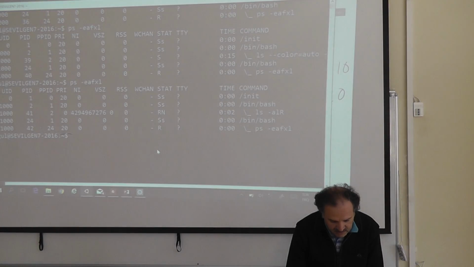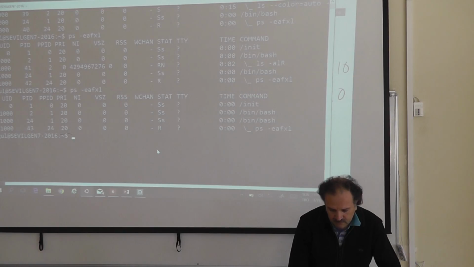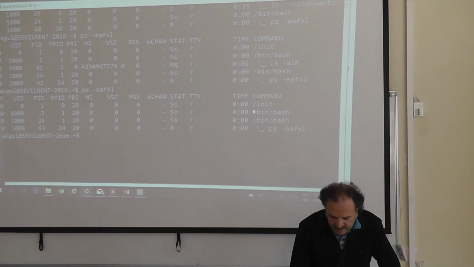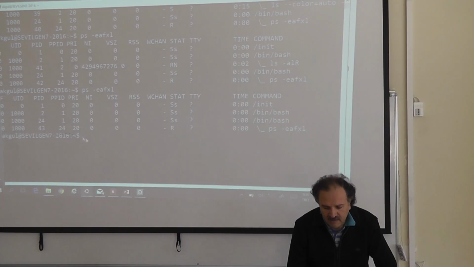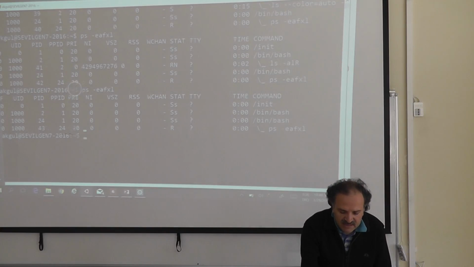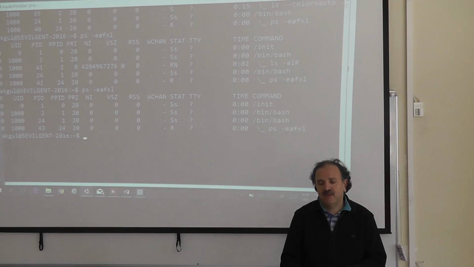I think I tried something here. So this is my process table. I have four things running here, and this is my user ID. These are my process IDs, and these are my priorities. Their priorities are all the same, 20. In Unix, higher priority means lower priority number. So if this number is small, that means that I have a higher priority.